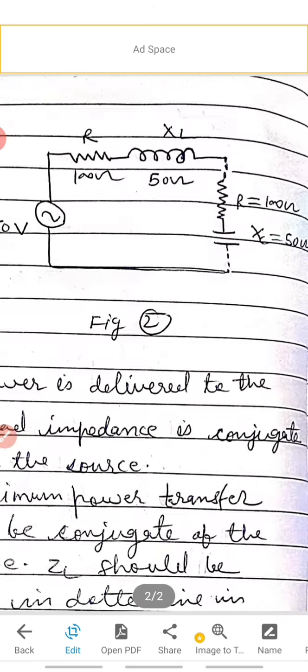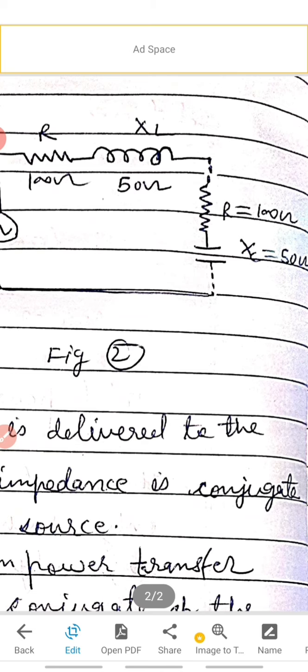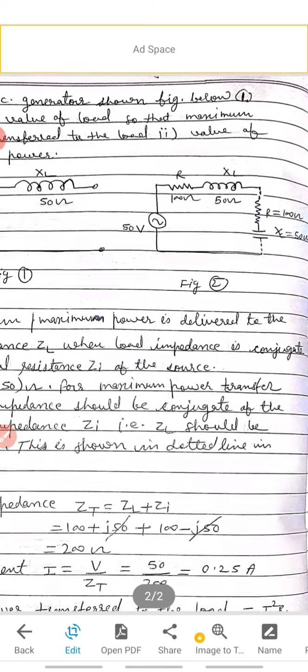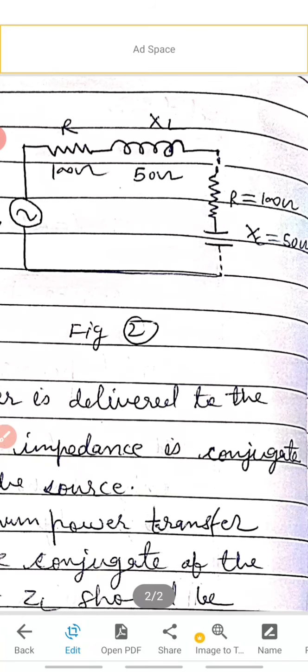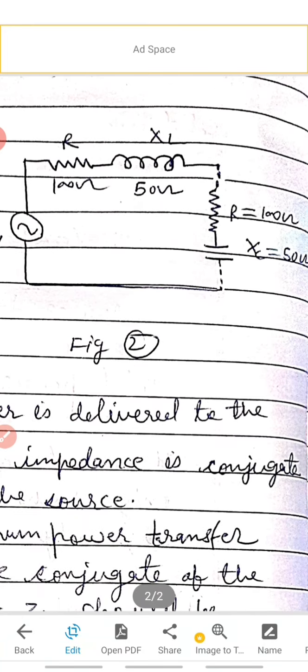This is representing the dotted line in figure 2, the load impedance.